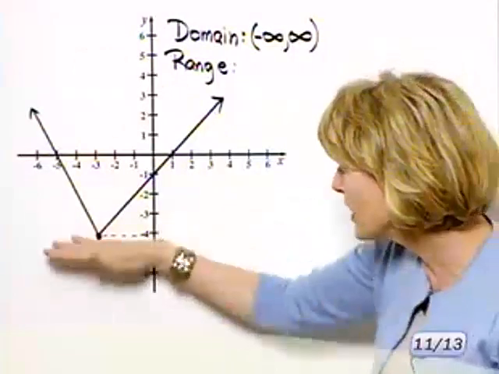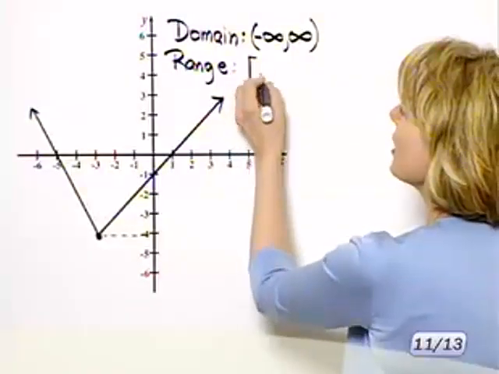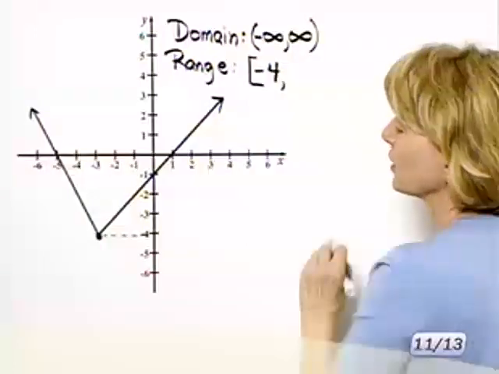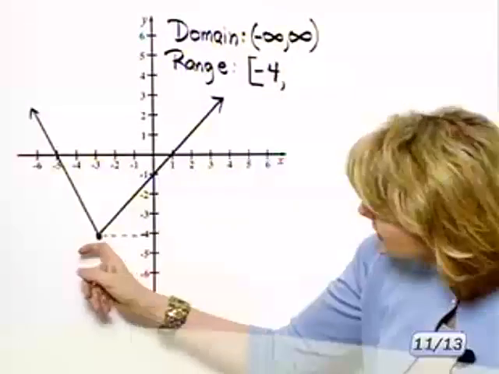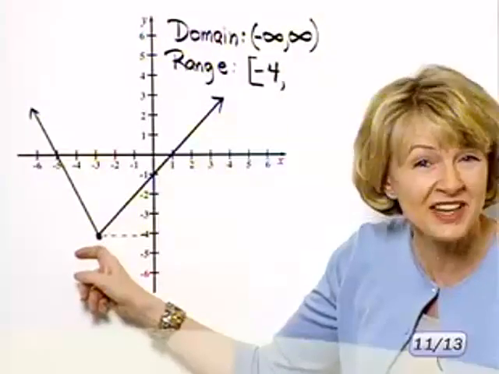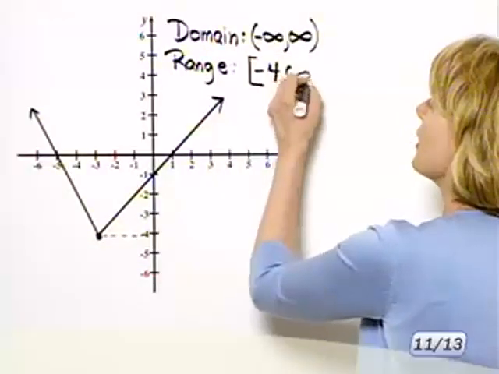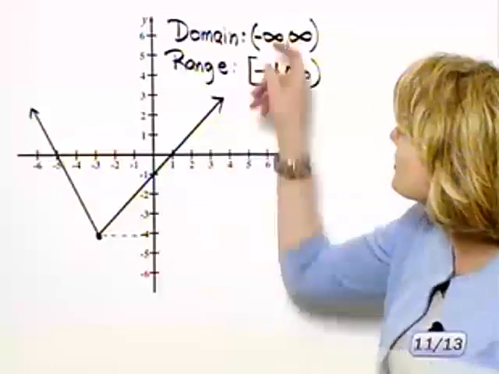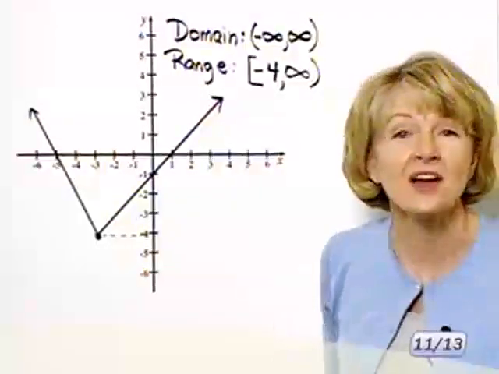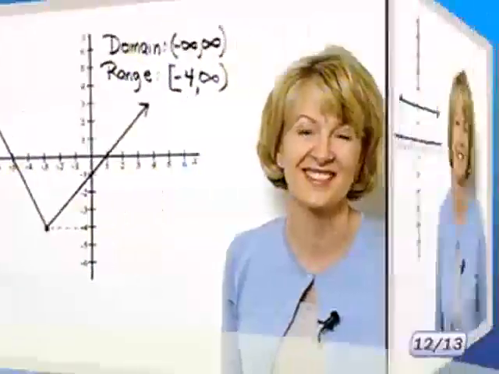So how far down? The smallest y value is -4, and I put a bracket because this does actually reach -4 in the y sense. And then how far up? Positive infinity. There is the domain and the range of this function.